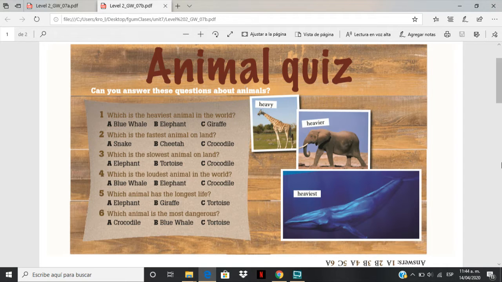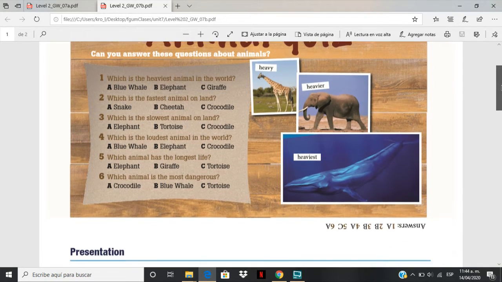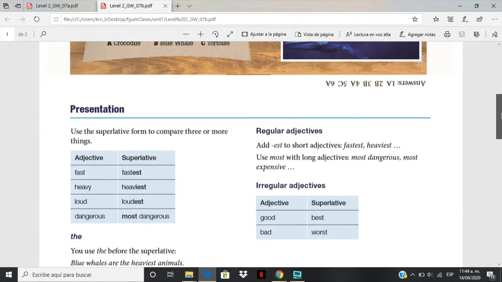Yes? Do you know the answers? If you know the answer, please write your answer in the chat. Yes? For example, for number 1, the blue whale is the heaviest animal in the world. Yes? Try to do the next. So as you can see, we're talking about a group of animals.